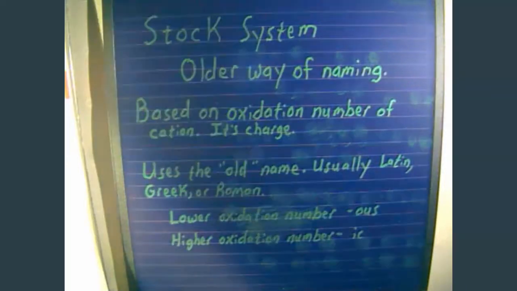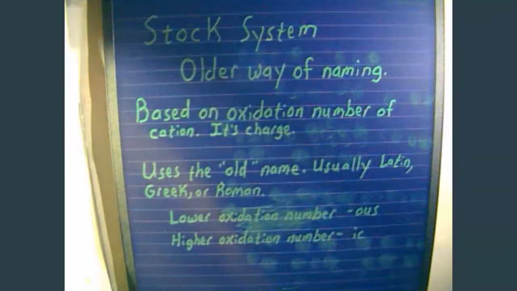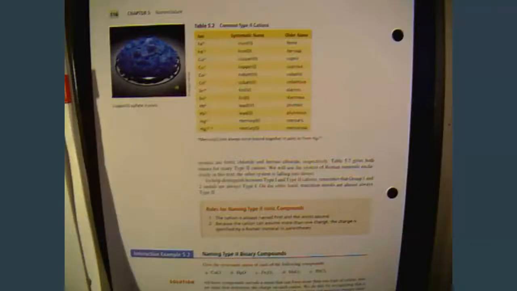Now, your book on page 116, table 5.2, right here, has a whole lot of different type 2 cations in there. And again, you name it exactly the same way as you do any other type 2. The difference is, instead of putting a Roman numeral between the cation name and the anion name, we're going to change the ending depending on what oxidation state it is.